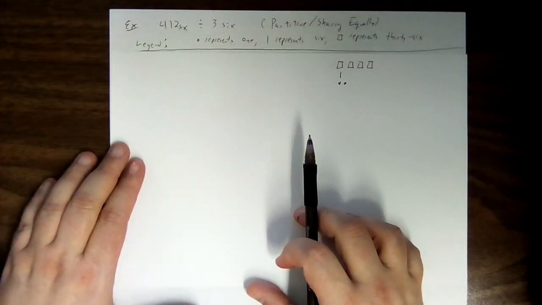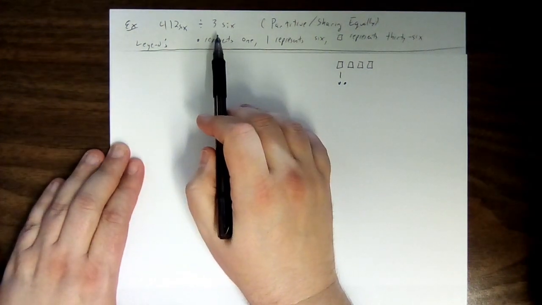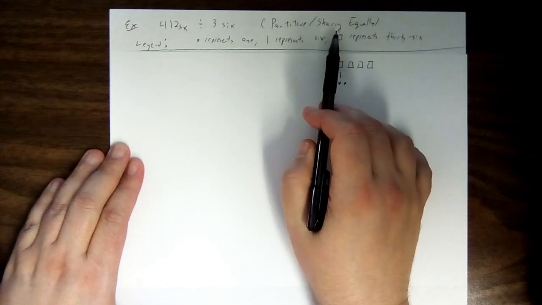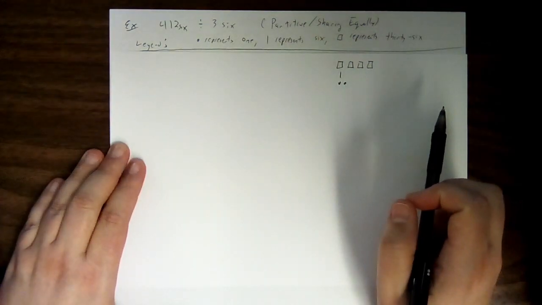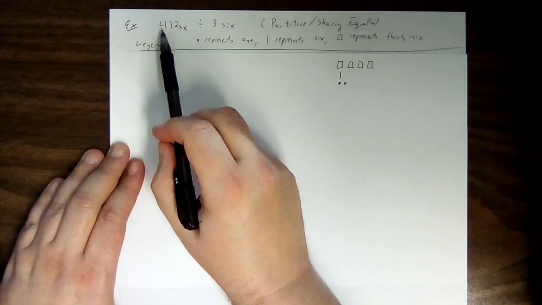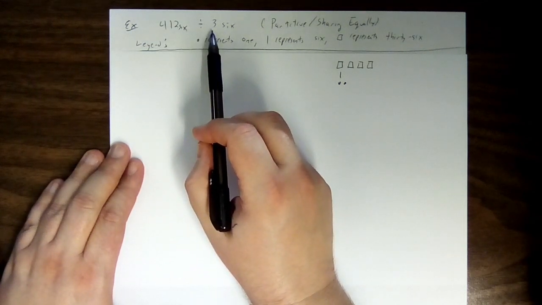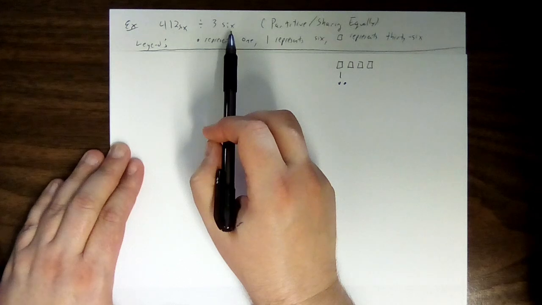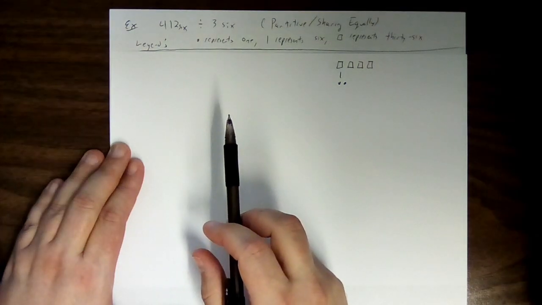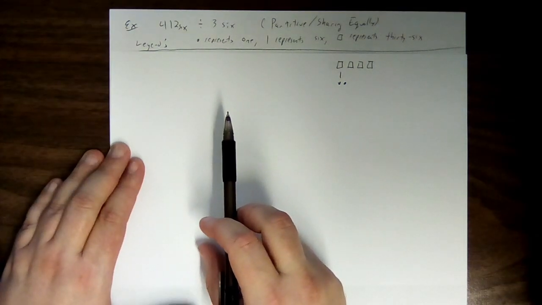In this video, I'm going to demonstrate the same division problem, this time using the partitive or sharing equally view of division. For this view, we would have 4, 1, 2 in base 6 things, and we would want to share them equally with 3 groups. And the question would be, how many things do we have in each group?